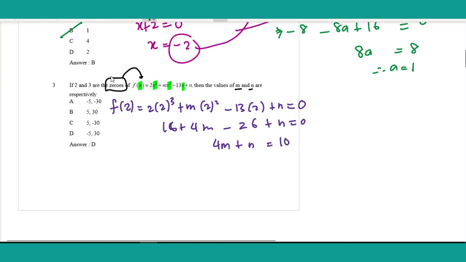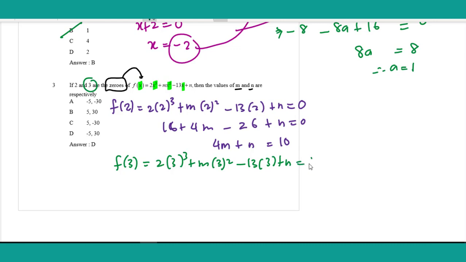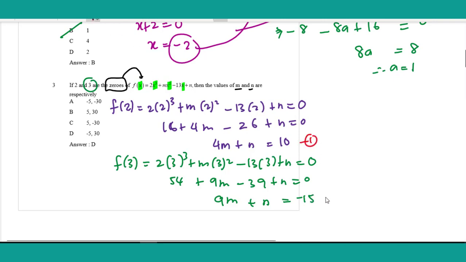So this is one equation. For the second one, substitute 3: 3 cubed plus m times 3 squared minus 13 times 3 plus n is also 0. Simplify: 27 plus 9m minus 39 plus n is equal to 0. So 9m plus n equals 15 minus 27, that is negative 15 to one side. So this is the second equation, and we are going to find m and n.